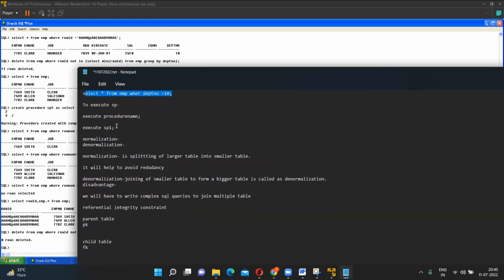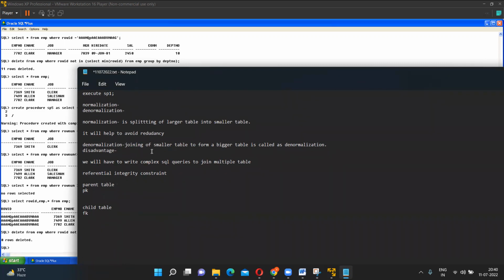Then I told you how to execute a stored procedure. Execute procedure name, and this particular procedure will be executed. Then I came to normalization. What is normalization? It is splitting of a larger table into smaller tables to avoid what? Redundancy. That means repetition of data.